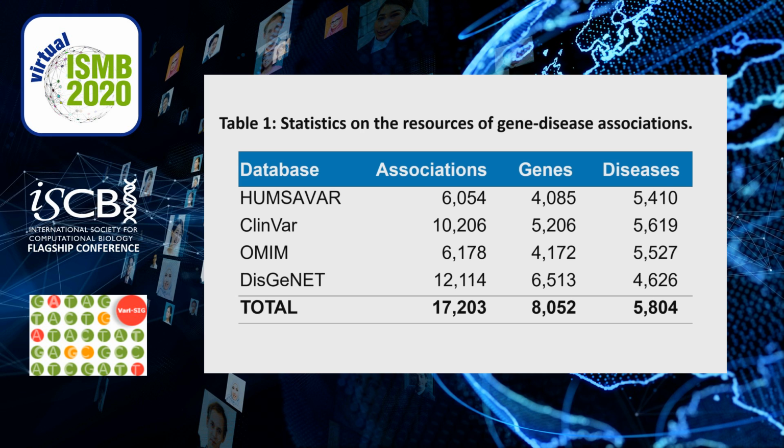In Table 1, we show the statistics on the new database, including data from MunsaVar, CleanVar, OMIM, and DisGeNET, for a total of about 17,000 associations among 8,000 genes and more than 5,800 diseases.